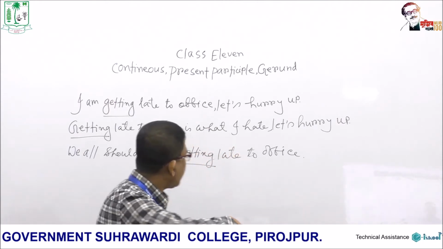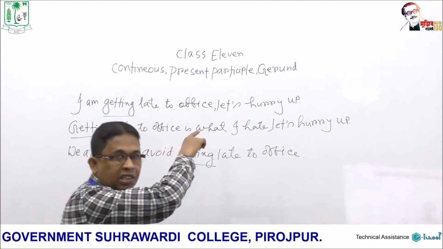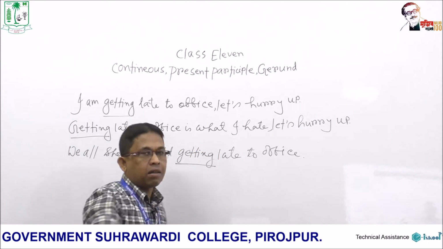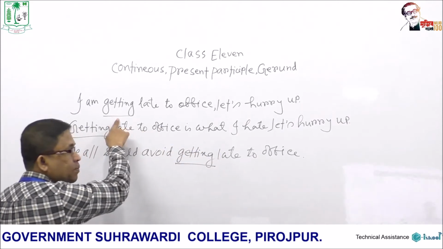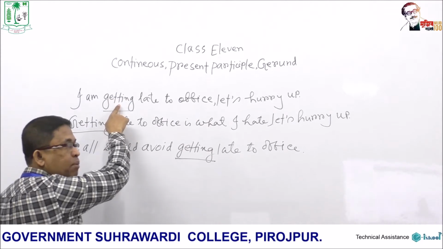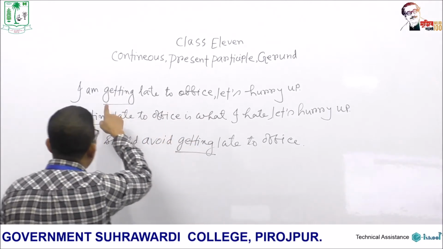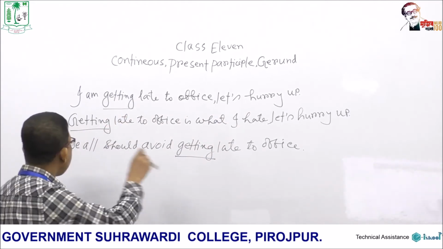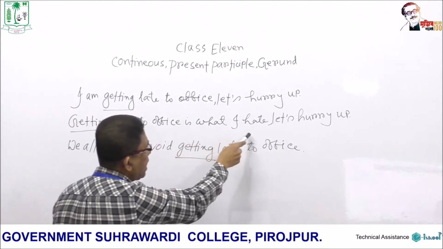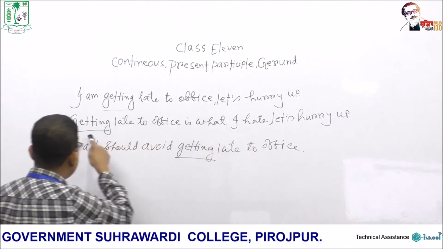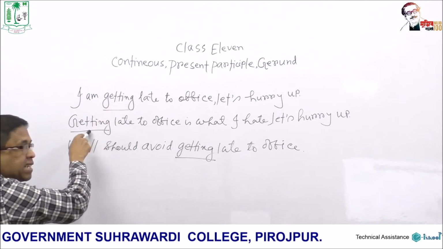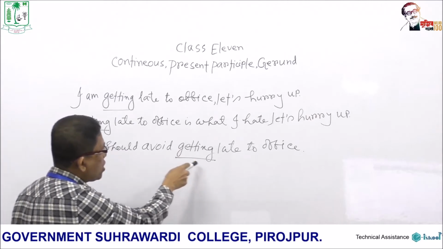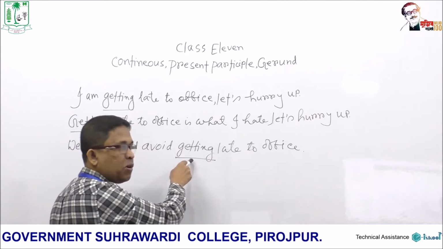So I have written three sentences here just to explain these three items. The first sentence is, I am getting late to office, let's hurry up. Here I have used getting, that is, the main verb is get, and I have used ing at the end. Then, getting late to office is what I hate, let's hurry up. Here I have used the same form, getting. And then in the last sentence, we all should avoid getting late to office. Here also I have used getting.